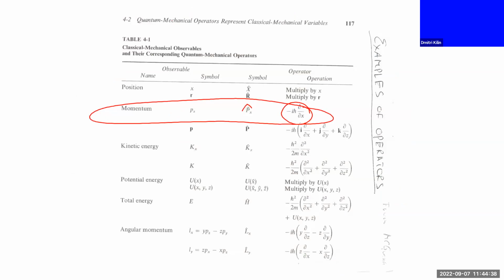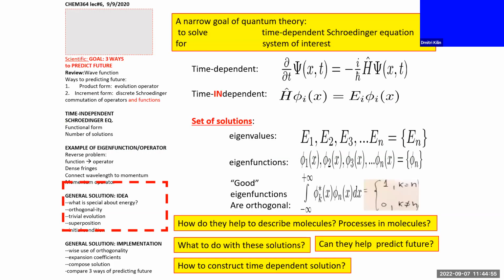Here is what I want Sam to show in addition to his presentation: just examples of operators. Go through a couple of them and tell what they are like. Here is what we covered. The derivative of space is momentum, and there are a few others. So here is the last slide of today's lecture.